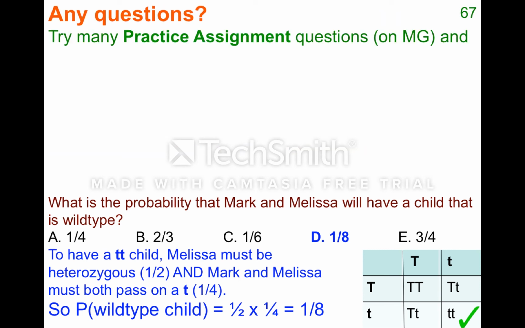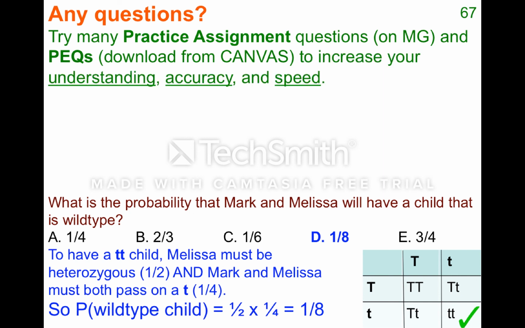Okay, so at this point, we're pretty much done with the Tuesday stuff. You are now ready to try your practice assignment, which is now available in Mastering Genetics. So go to Mastering Genetics, click on the practice assignment for week 2, which is this week, and try some of those. Once you have the hang of those, don't do the quiz yet because you may want to see the Thursday lecture first, but you can go ahead and do some practice exam questions as well, which you can download from the Canvas site for this course. It's in the lecture schedule table at the bottom of the homepage. And they're called PEQs, or practice exam questions.